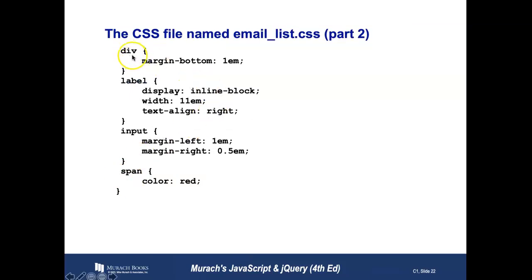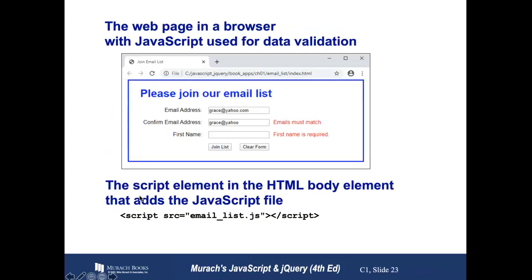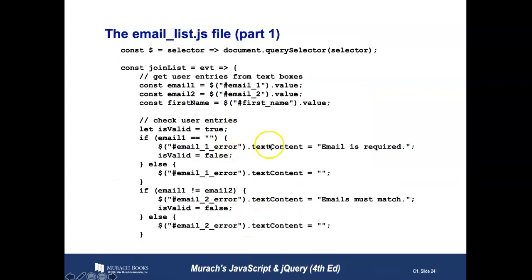So we've got any div, they all have a margin bottom. Any label has display inline block. Any input, and this is all inputs, have margins and span color red. So what we have here at the bottom is script source email underscore list.js. This is inside the body element, right above the closing body tag. And this is our JavaScript.